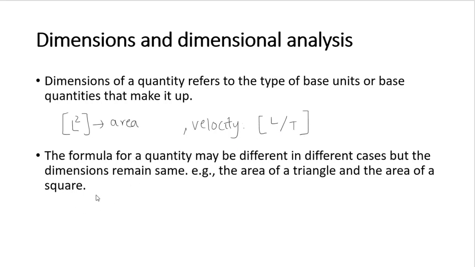So similarly, the formula of a quantity may be different in different cases, but the dimensions remain the same. For example, the area of a triangle is half b times h, where b is the base of the triangle and h is the height. And area of a square is different, just side squared, for example, if the side is given. And if we say area of a circle, then it will be pi r square. But you can see that the formula for area is different for different shapes, but the dimensions are always L square.